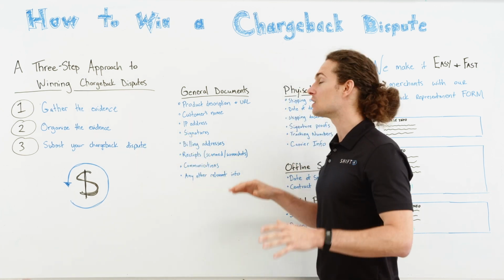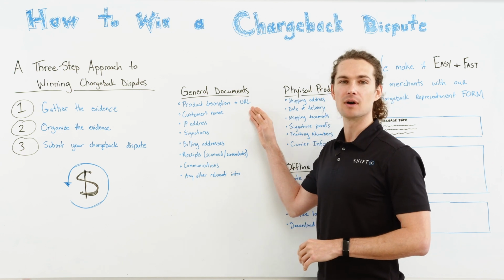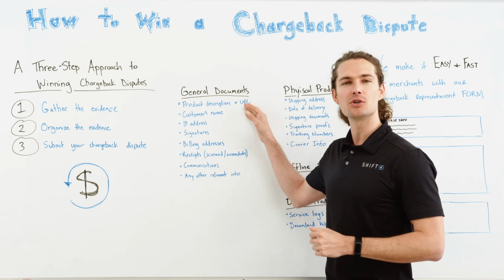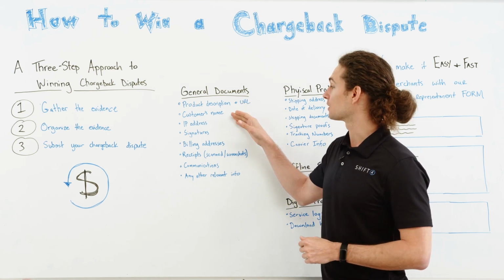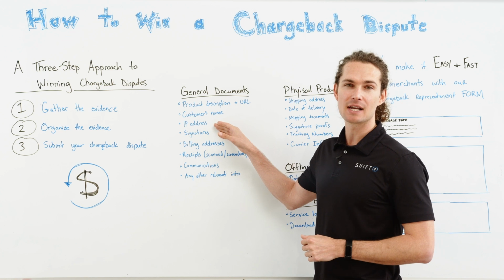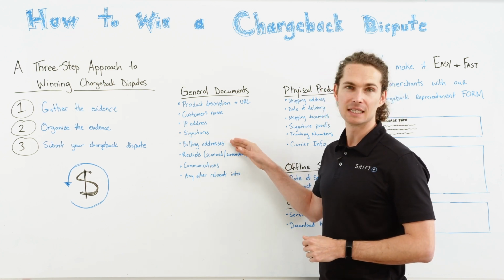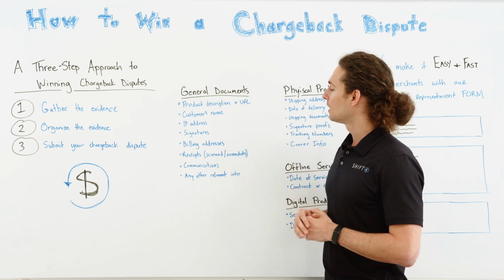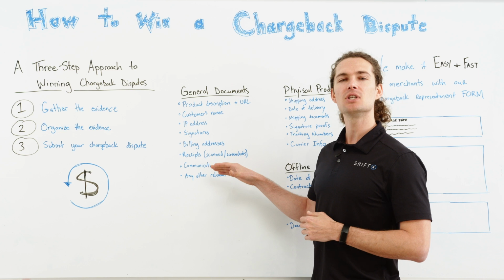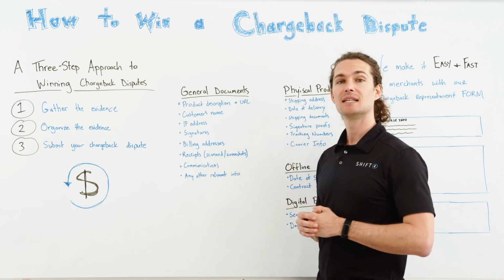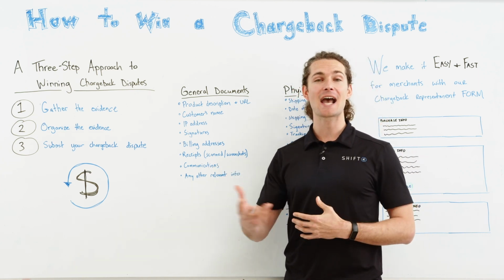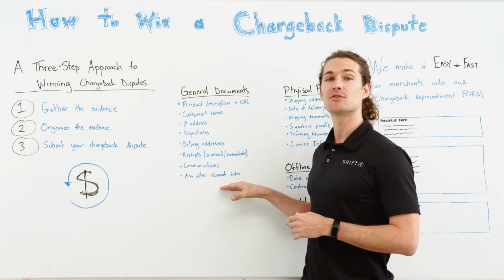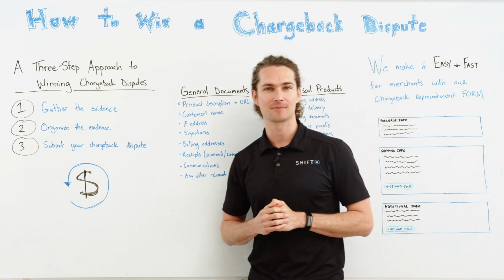Here's a list of information you should include in your dispute form: the product description and URL, as well as any links associated with that product, the customer's name, the IP address, signatures, billing addresses, receipts. They could be scanned or screenshots, plus documentation of any communication that you've had with the customer. This could include emails, chats, audio recordings, etc., as well as any other relevant information that you deem necessary.